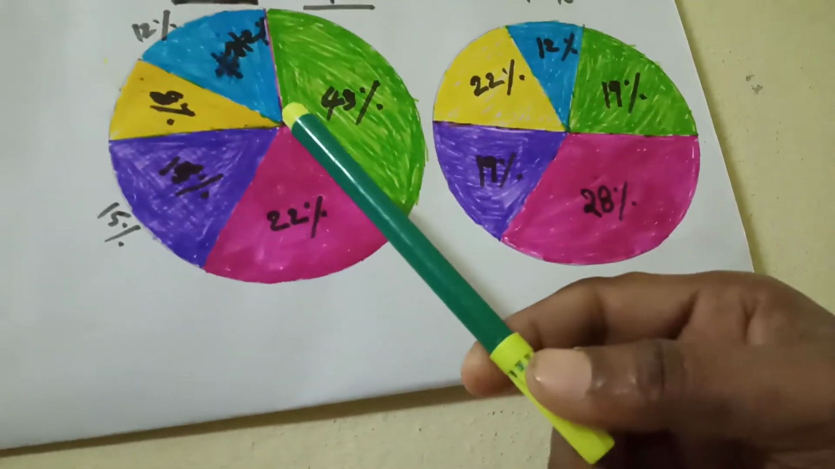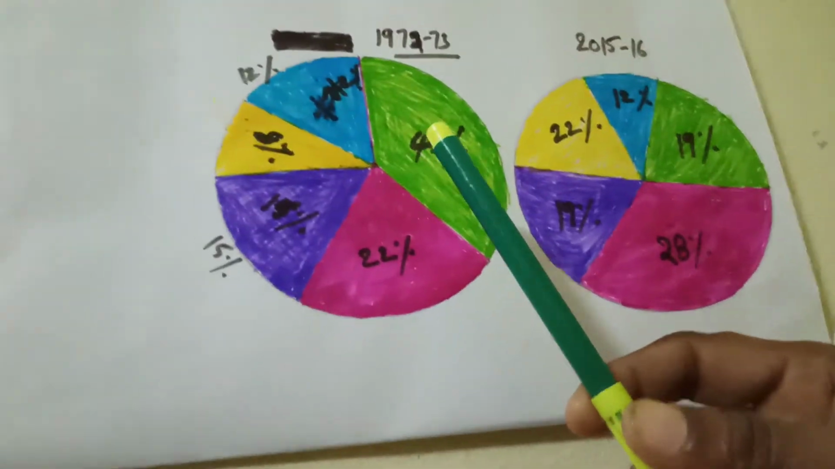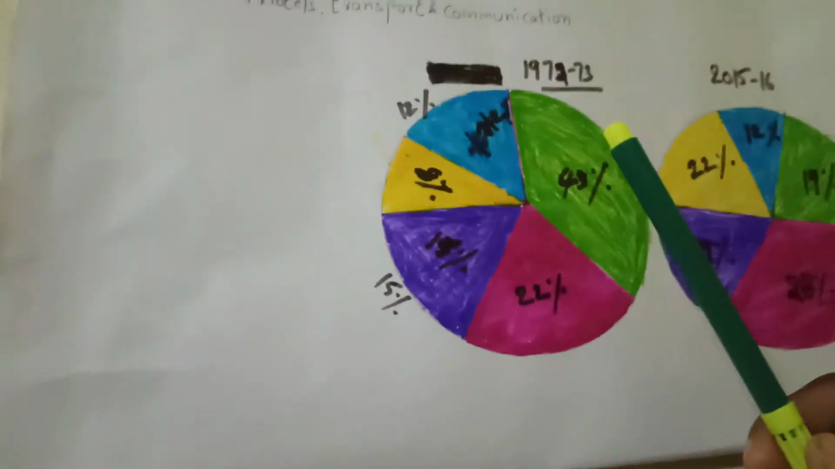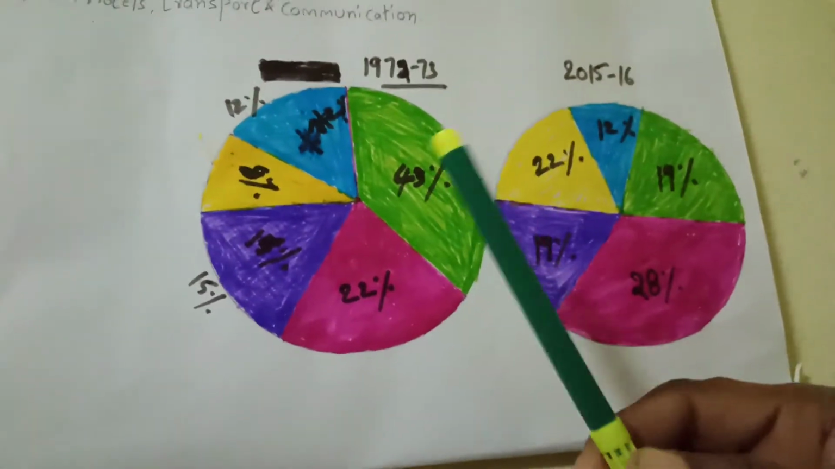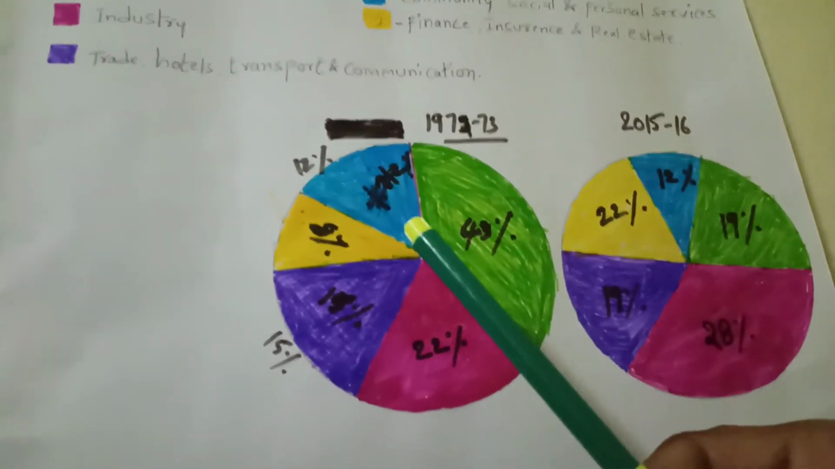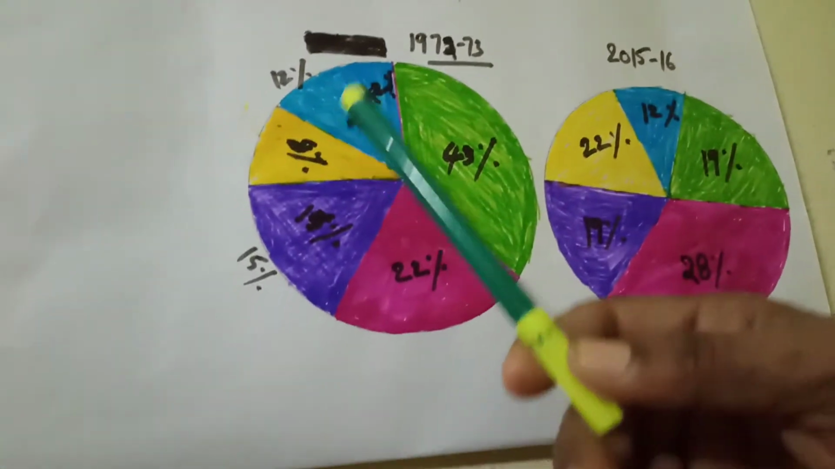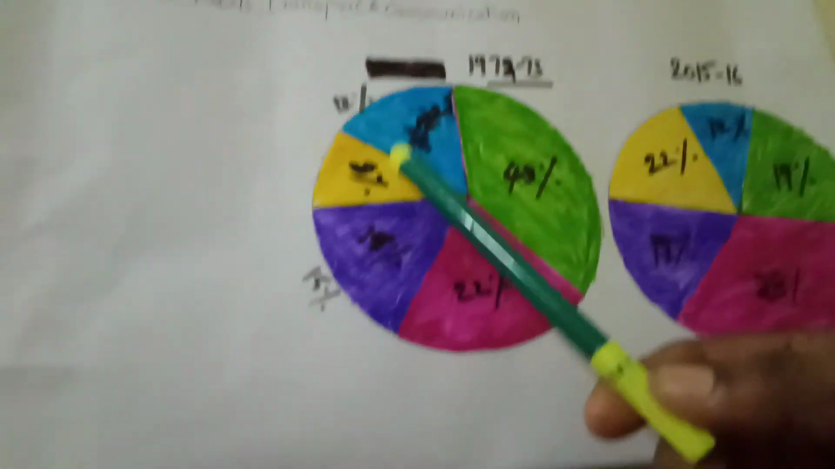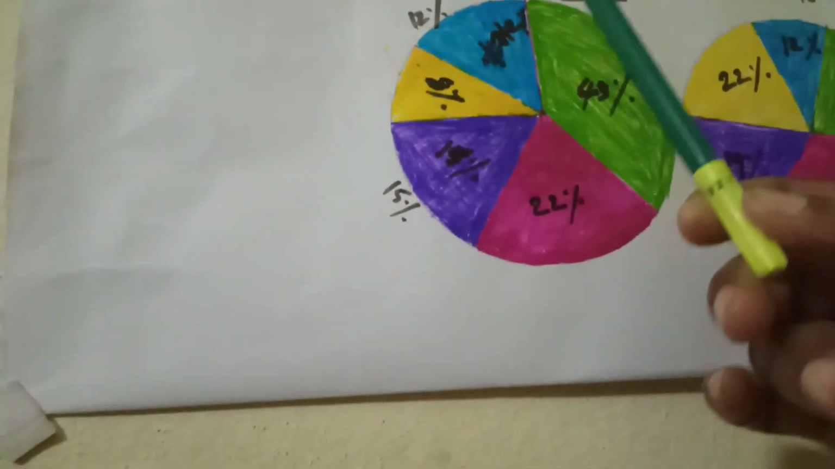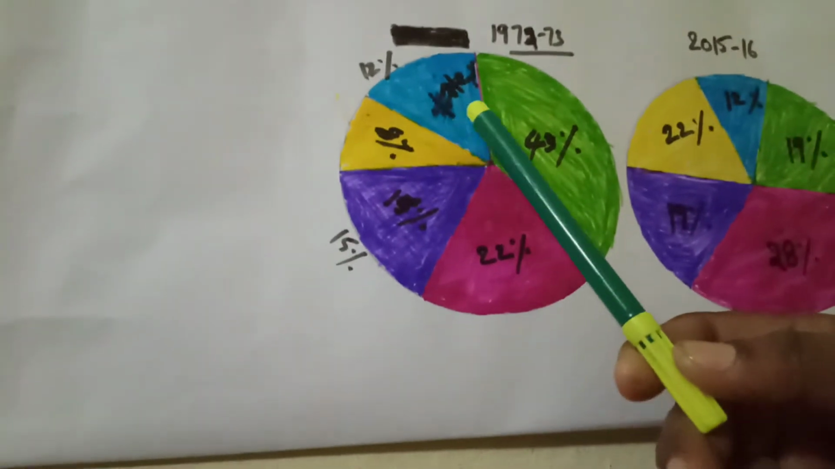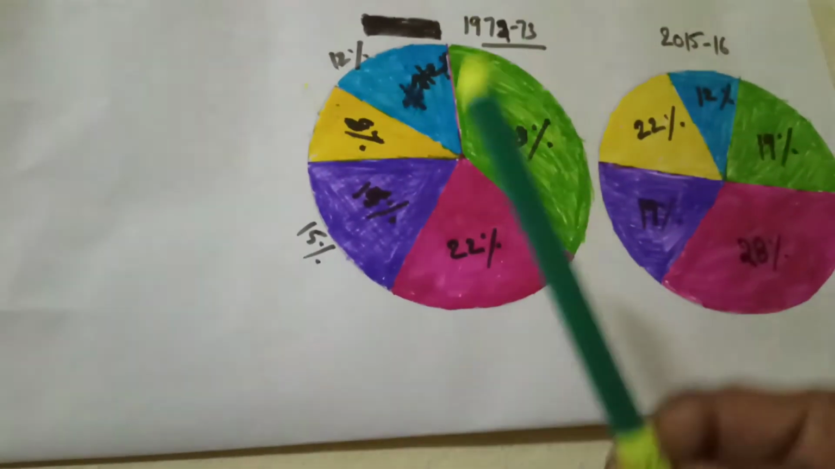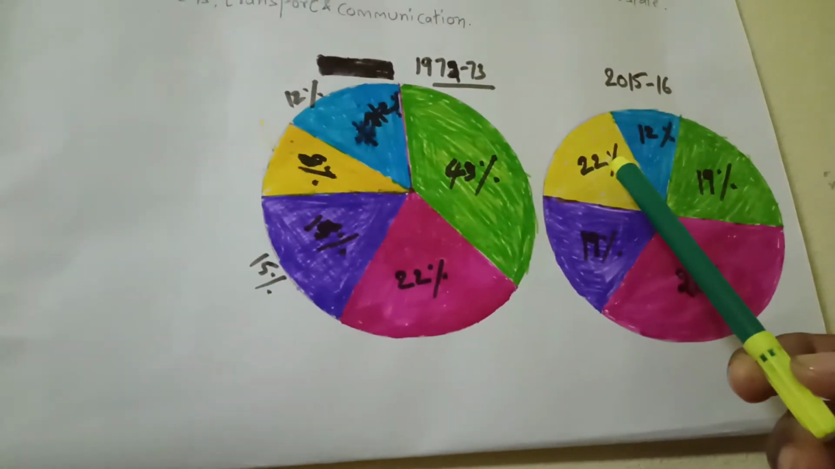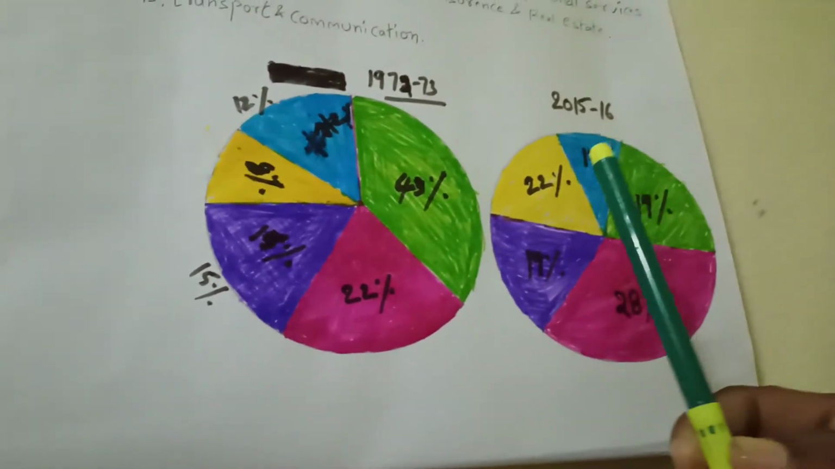which we can observe in the subsectors of service activities. For example, 2 out of 3 subsectors in service activities have expanded highly. For example, finance, insurance and real estate, which is shown by yellow color. In 1972-73 GDP, it was only 8%, but in 2015-16 it occupied 22%. A lot of increase we can observe.